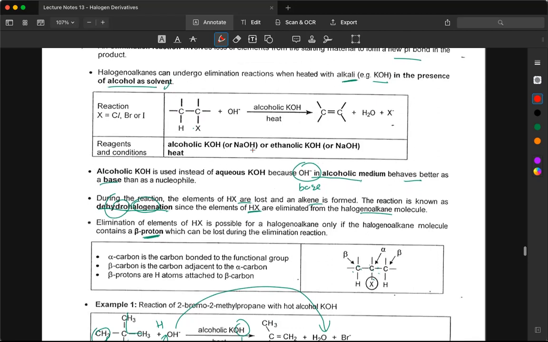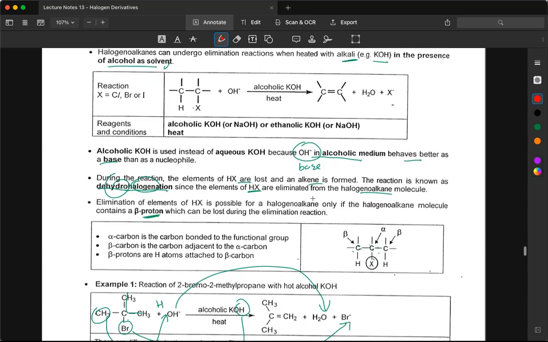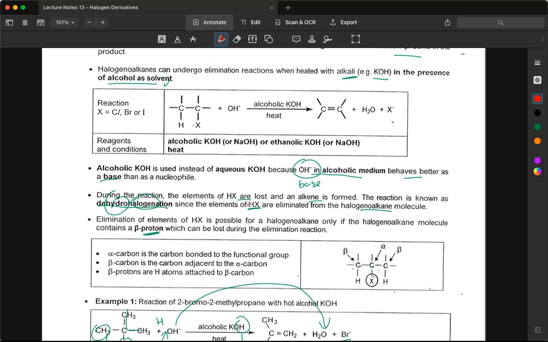So these are the reagents and conditions. In this case, alcoholic KOH must be used and not aqueous, because the OH⁻ in alcoholic medium behaves better as a base than as a nucleophile. During the reaction, the elements of HX are lost and the alkene is formed. This reaction is known as dehydrohalogenation, since both H and X are eliminated from the halogenoalkane.